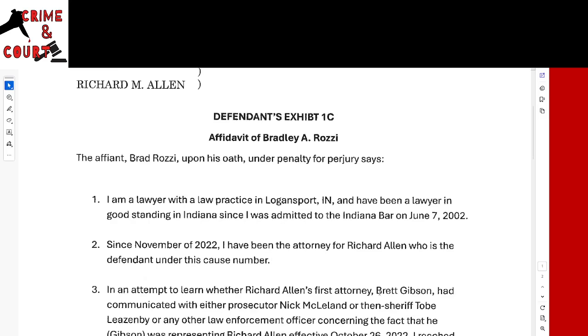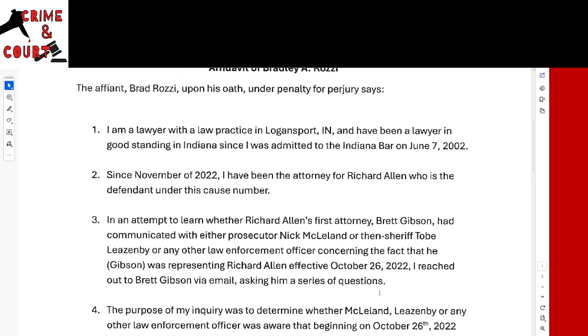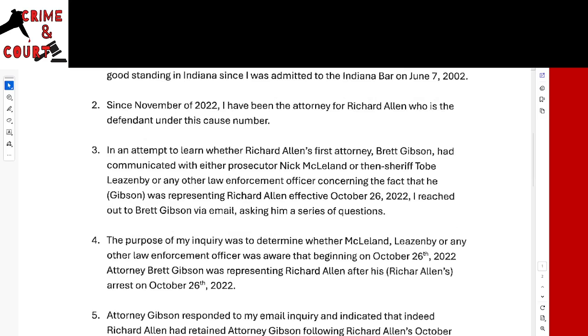Since November 2022, I have been the attorney for Richard Allen, who is the defendant under this cause number. In an attempt to learn whether Richard Allen's first attorney, Brett Gibson, had communicated with either prosecutor Nick McClelland or then Sheriff Tobe Lesenby or any other law enforcement officer concerning the fact that he, Gibson, was representing Richard Allen effective October 26th, I reached out to Gibson via email asking him a series of questions. The purpose of my inquiry was to determine whether McClelland, Lesenby, or any other law enforcement officer was aware that beginning on October 26th, attorney Brett Gibson was representing Richard Allen after Richard's arrest on October 26th.